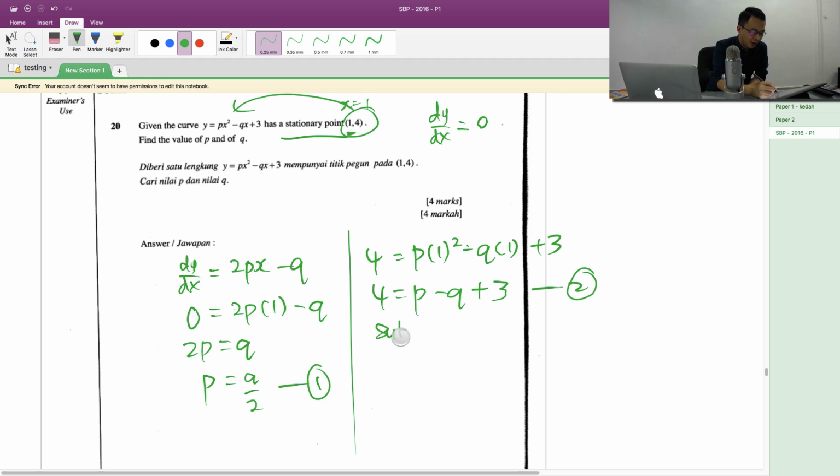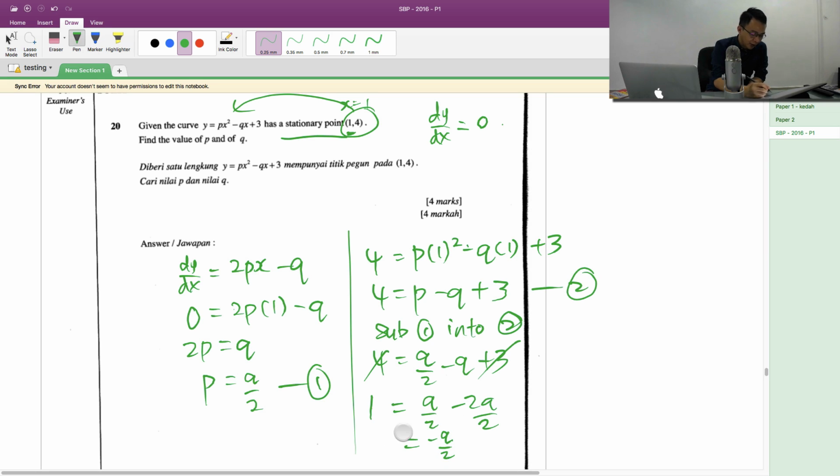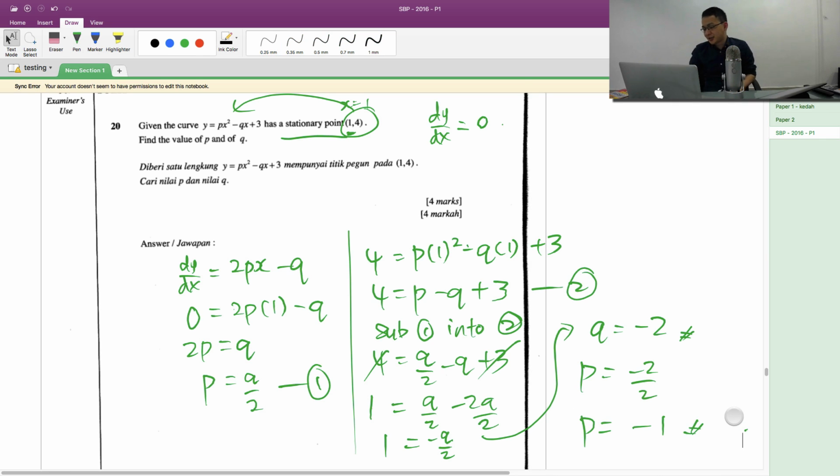So I will sub 1 into 2. Then this one is 4 equals q over 2 minus q plus 3. 3 move to the other side, you will get 1 here. This one is q over 2 minus 2q over 2. So therefore, I will get negative q over 2 equals 1. So q actually equals negative 2. So if q equals negative 2, p equals negative 2 over 2, p equals negative 1. Alright, it's just simultaneous. This one is not too bad.